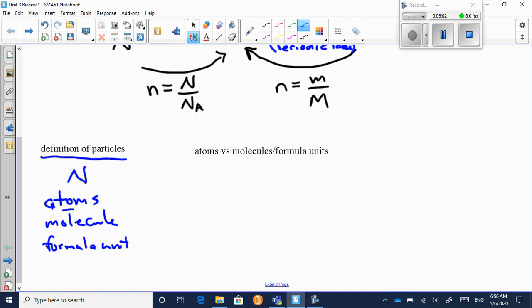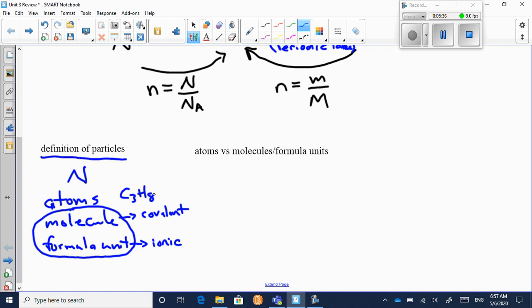One thing I want to emphasize is that the molecule and the formula unit are the same thing. It's just that we use the term molecule when we're referring to molecular or covalent compounds, and we use the term formula unit when it's an ionic compound. So for example, a molecule here might be C3H8, which is a good example of a molecule.